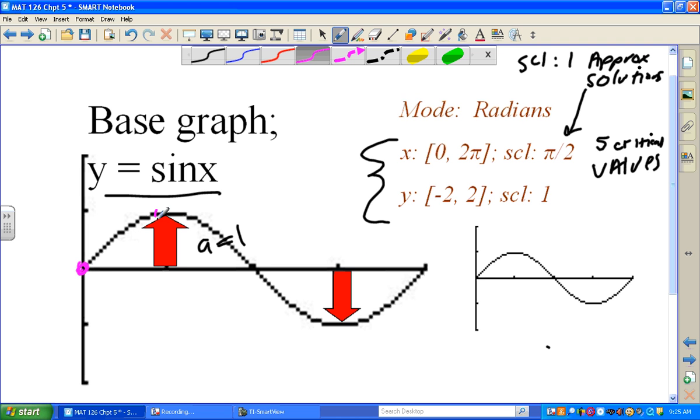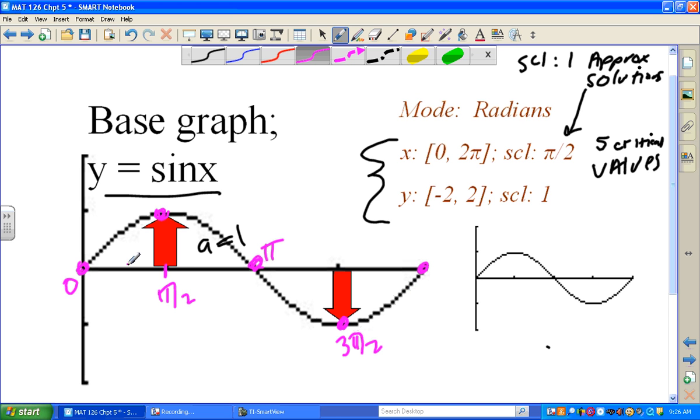You can see the 5 critical values. On your sketches, those have to be there. Even if you use a calculator, it's not going to help you find those. You have to know if they are. You have to know this is at pi over 2. What's the sine of 0? Look at this graph. What's the sine of 0? What's y? 0. What's the sine of pi over 2? 1. Sine of pi? 0. Sine of 3 pi over 2? And 2 pi is 0, right?